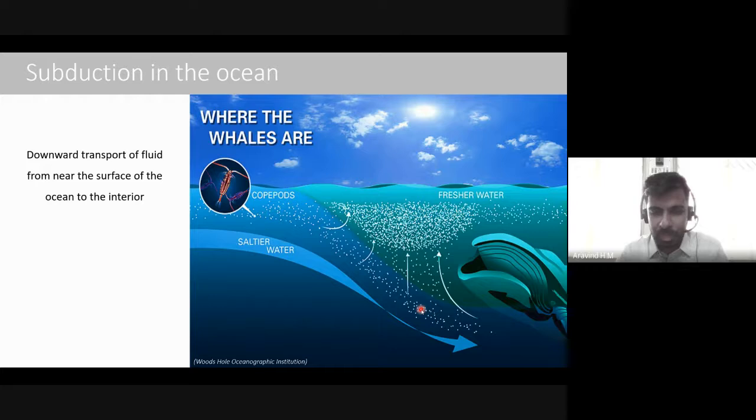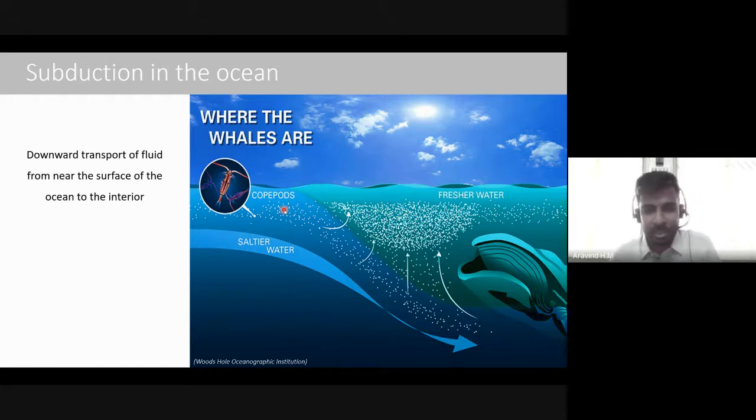So the vertical displacements associated with such subduction, if you compute the average vertical velocities, come out to be an order of magnitude larger than typical vertical velocities that you would encounter in the ocean. Now, this particular picture was taken out of a study which was talking about where to go whale watching.